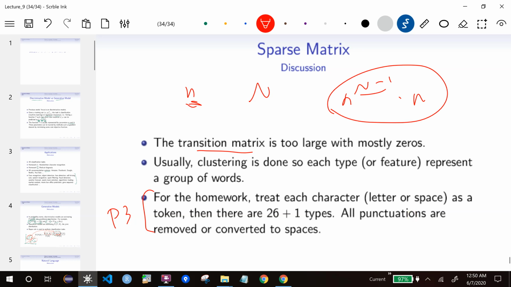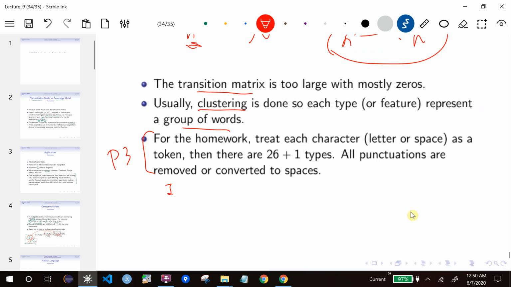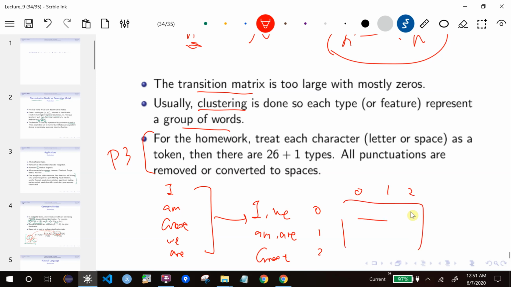So what we usually do, and we'll actually talk about this, is cluster these so that we are not using the words, we are using groups of words. So for example, if we have these: I am Groot and we are thing, we are going to group them into 3 groups. The first group is I and we, their pronouns, and next am and are, verbs, and last one noun, Groot. And then we label them 0, 1, and 2, so we would have a 3 by 3 transition matrix instead of a 5 by 5. So that'll be one idea to make it smaller.